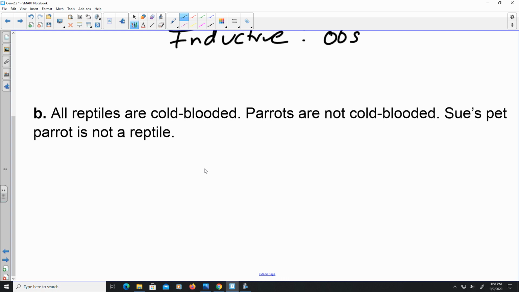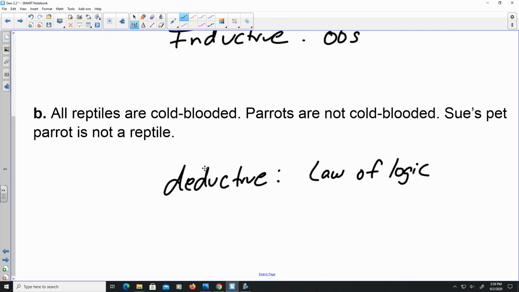For part B, it says all reptiles are cold-blooded. Parrots are not cold-blooded. Sue's pet parrot is not a reptile. So this is deductive reasoning. And the reason for that is they are using those laws of logic. They're talking about the facts of animals. This parrot is not cold-blooded. Reptiles are. So if it's not cold-blooded, they use that conclusion that the parrot is not a reptile.